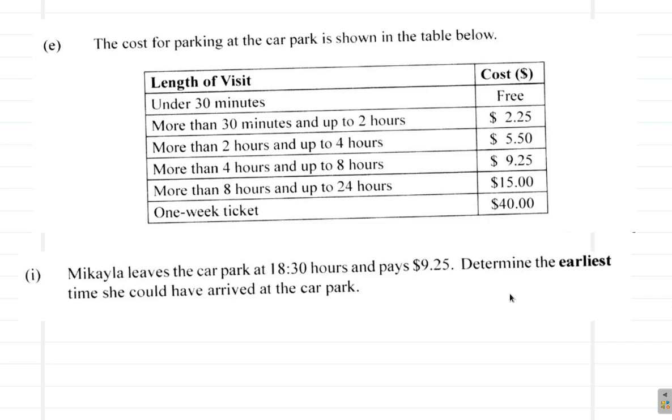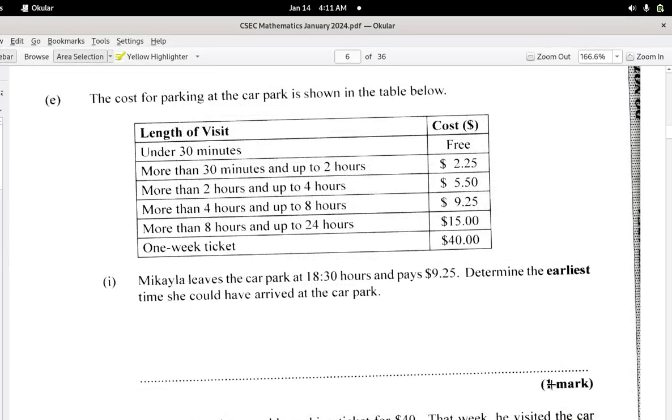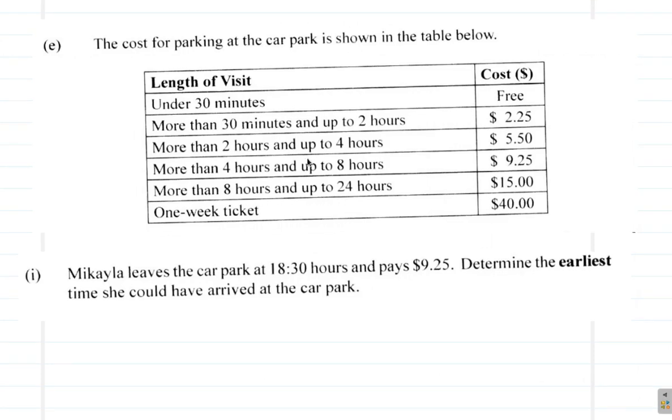Interesting. Now, here, the earliest time. By the way, how many marks do they give for this? Alright, 1 mark. It is not a whole ton load of working. Here, she pays $9.25. Let's see. Under 30 minutes is free. Okay, more than 30 minutes to 2 hours, $2.25. Alright, so she certainly waited more than 30 minutes. Up to 2 hours, well, she paid more than this, so she stayed more than 2 hours.